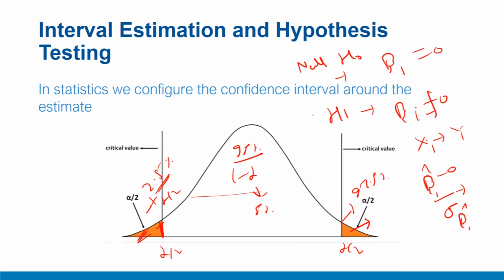You don't say that I accept the null, but you reject the null. You reject the null or fail to reject the null. You don't say that you accept the null. Either you say I fail to reject the null or you reject the null. So if you reject the null, then you say that this variable affects y. If you fail to reject the null, that means your parameter falls in this confidence region. Then you fail to reject the null and say x does not affect y.